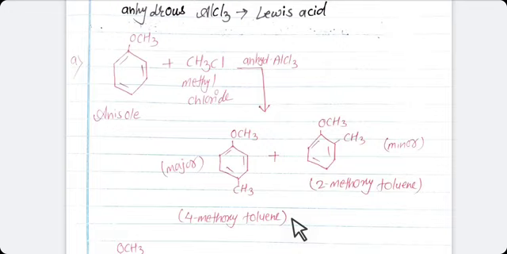Means whenever anisole reacts with an alkyl halide, the alkyl group is attached on the ring and the halogen reacts with the hydrogen which is removed from the ring. This is the Friedel-Crafts alkylation reaction.